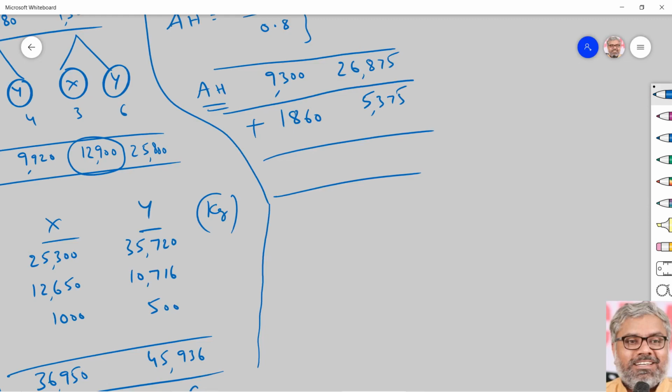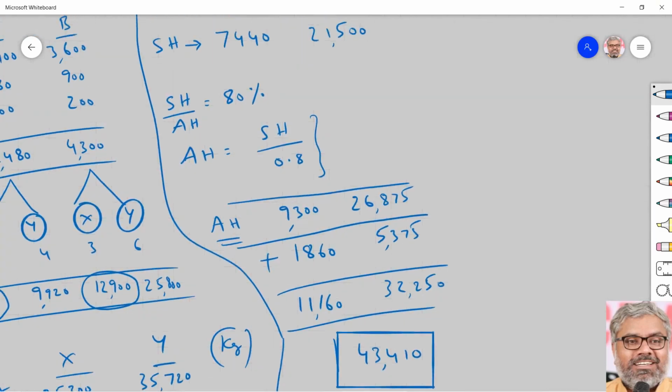But now how many hours are supposed to be paid? Supposed to be paid are 9,300 plus 1860. That comes to 11,160 hours for product A, and same way for product B, 26,875 plus 5375, 32,250 hours for product B. Totally, how many hours are supposed to be paid by the organization? 43,410 hours. Those are to be paid.